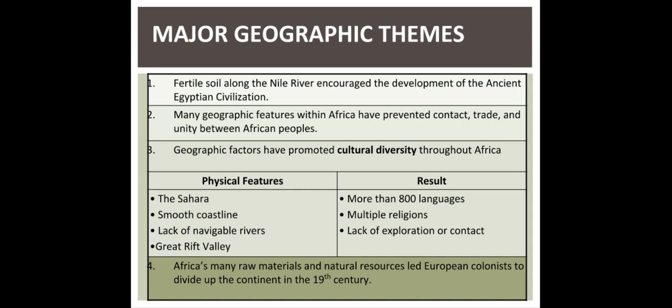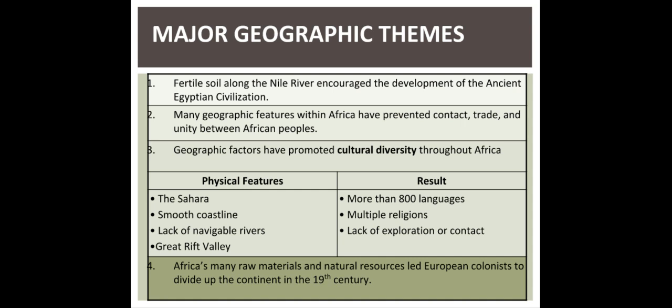The major physical features throughout this area include the Sahara, and a smooth coastline which prevents any real natural ports. Part of this led to the fact that the African continent was pretty much unnavigable for a long period of time. Also, they didn't really set up any kind of major imperialism throughout this region, partly because of this smooth coastline. There's also the lack of navigable rivers; beyond the Nile and maybe the Niger River, there really aren't a lot of large rivers that are navigable.